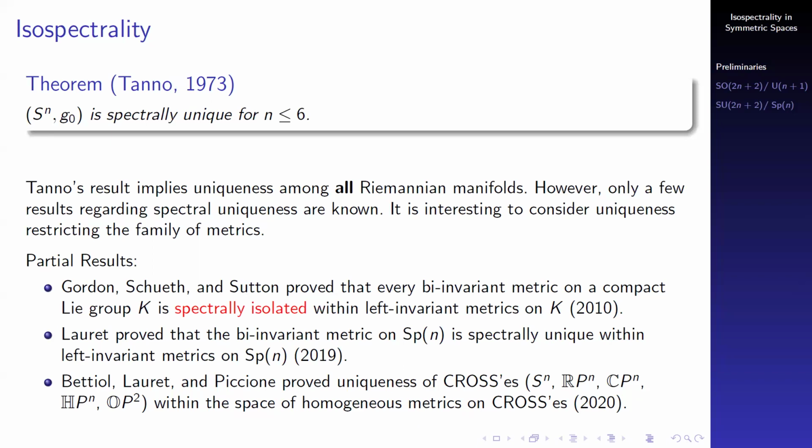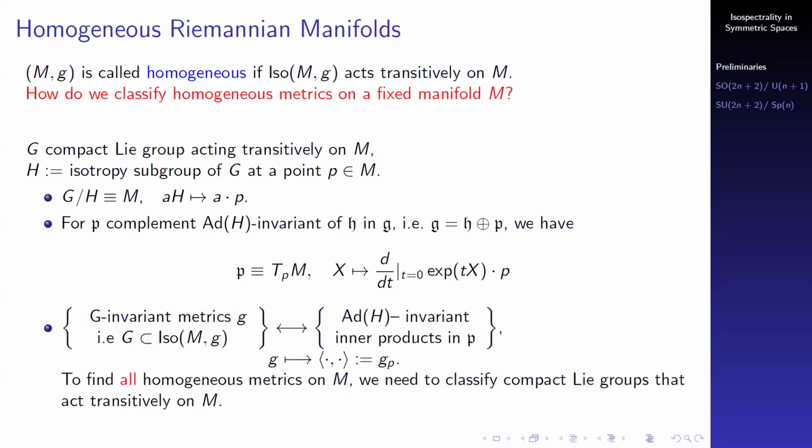We are going to take a family of metrics on two manifolds, and we're going to ask about uniqueness of the metric within that family of metrics. So let's begin with some basics of homogeneous geometry. Let (M, g) be a compact Riemannian manifold, and it is called homogeneous, I hope that everybody knows that, if the isometry group acts transitively on M.